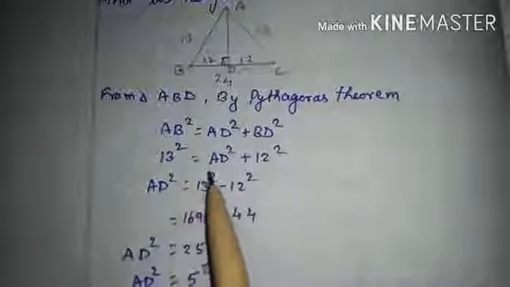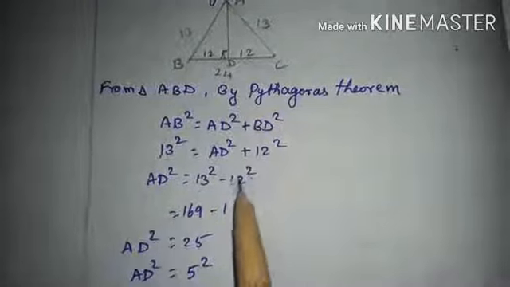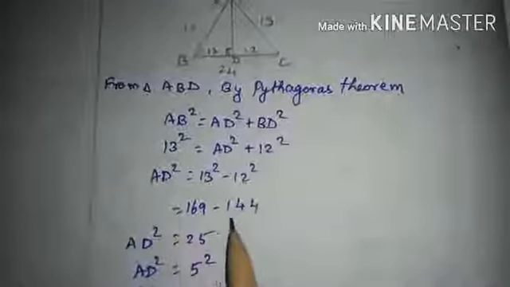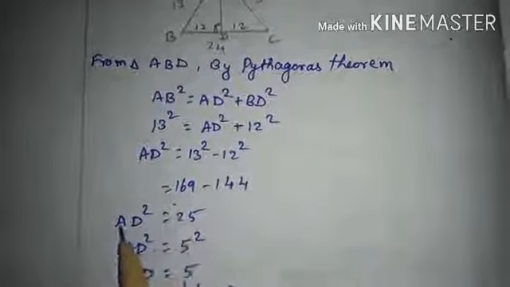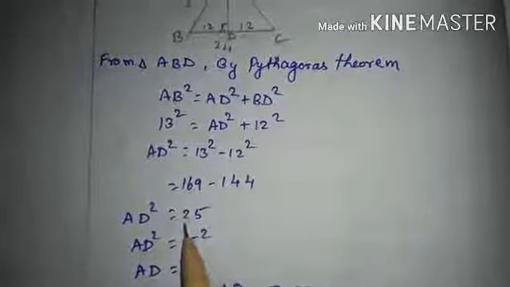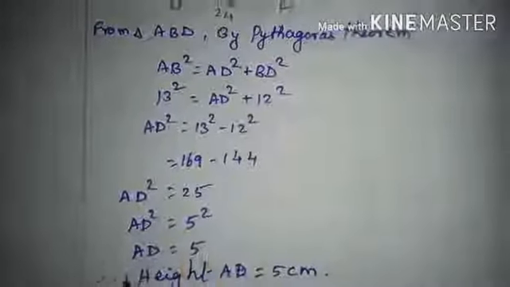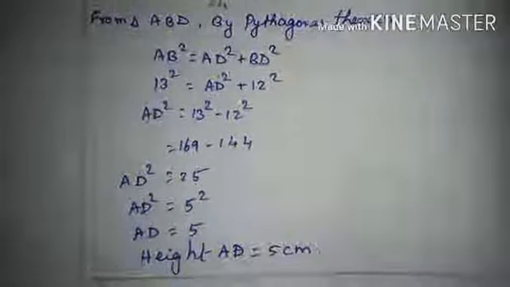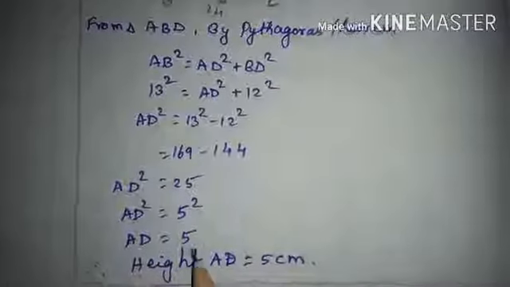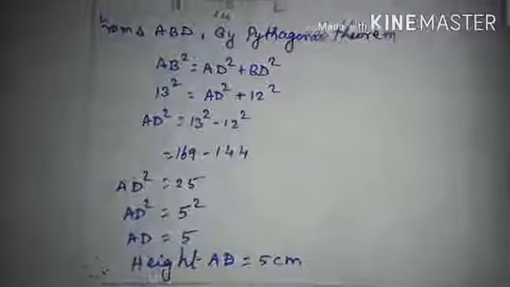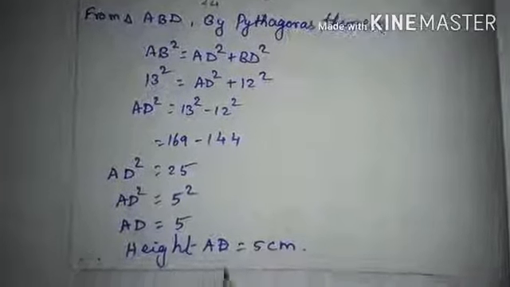AD square equal to 13 square minus 12 square, we get 169 minus 144. Then we get AD square equal to 25. 25 can be written as 5 square. Therefore, AD equal to 5 centimeter. That is, the height of the triangle is 5 centimeter.